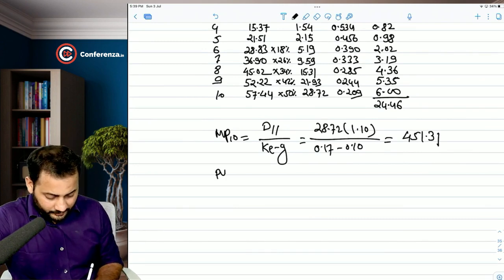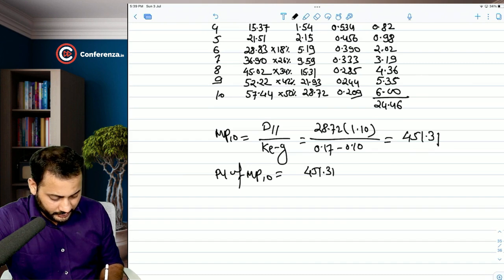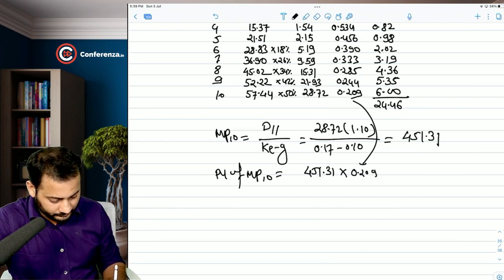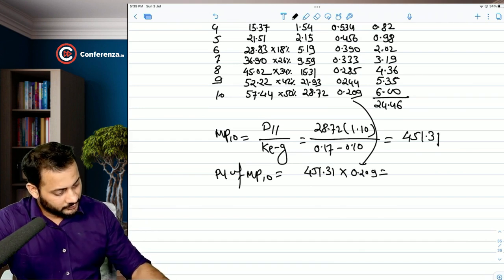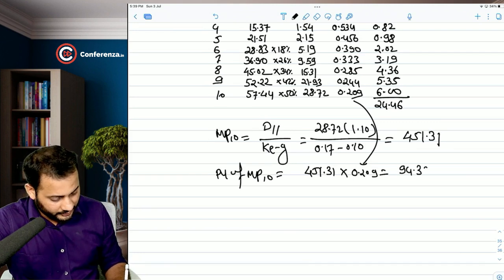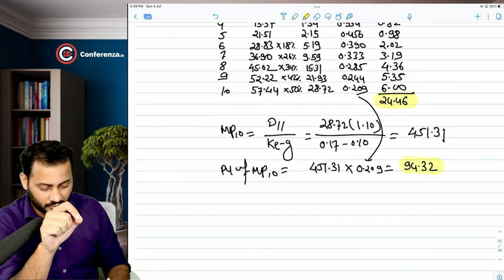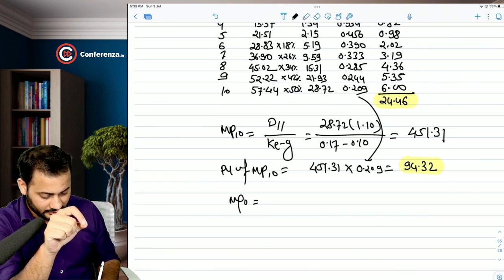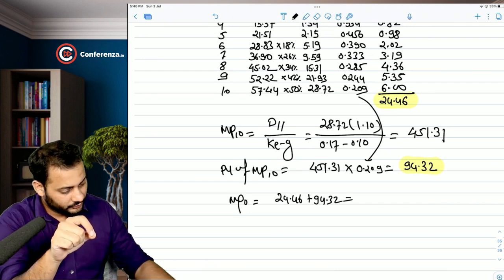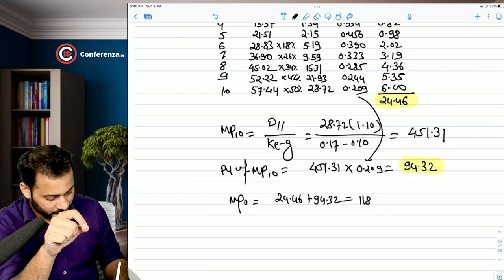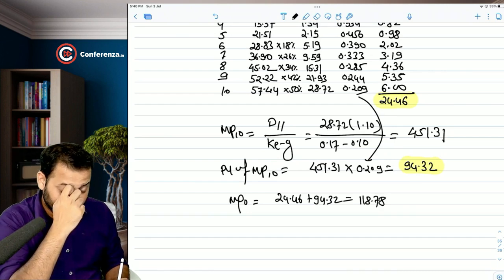If we calculate present value of MP10, it will be 451.31 into 10th year factor, which is 0.209. And this gives us 94.32. So the present value of future cash flows are these two. Now you can calculate MP0 as 24.46 plus 94.32, and that goes to 118.78. This is your market price.